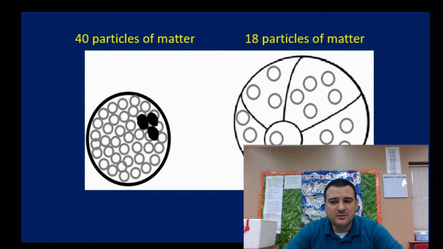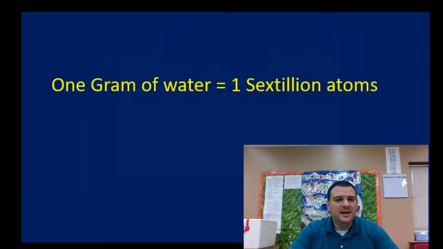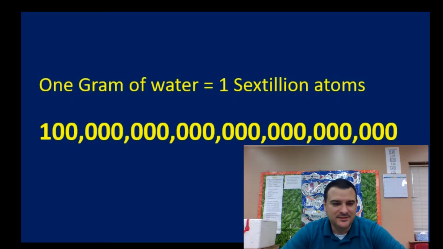Since we can't count particles, we developed a unit that's much larger than a particle that would help us measure what matter is, and we call it a gram. So 1 gram, just to give you a feel for what a gram is, 1 gram of water has about 1 sextillion atoms in it. That number's written like this. So if you're wondering why we don't count atoms, well, that's the reason why. There's just way too many atoms in a gram to count.